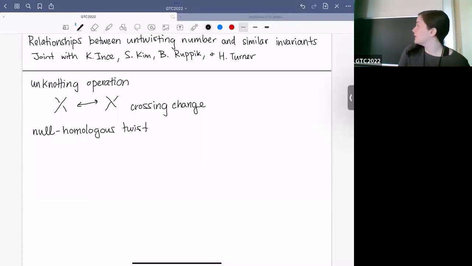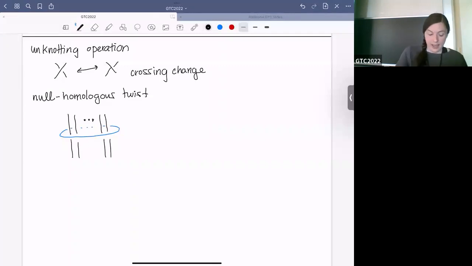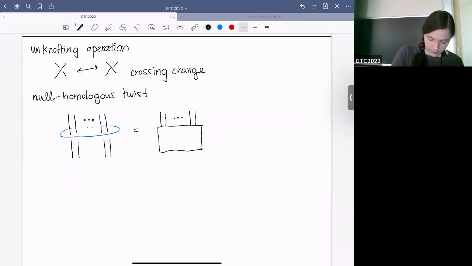So a null-homologous twist is defined in the following way. So I'm going to take a bunch of strands of my knot. Maybe I will grab those strands like this. And I'm going to take those strands where I grabbed them and put in a full twist to the left or a full twist to the right. So you can kind of think of this as a tangle replacement, if you prefer. So I'm going to write, say, plus or minus 1 to indicate a full right-handed or left-handed full twist.